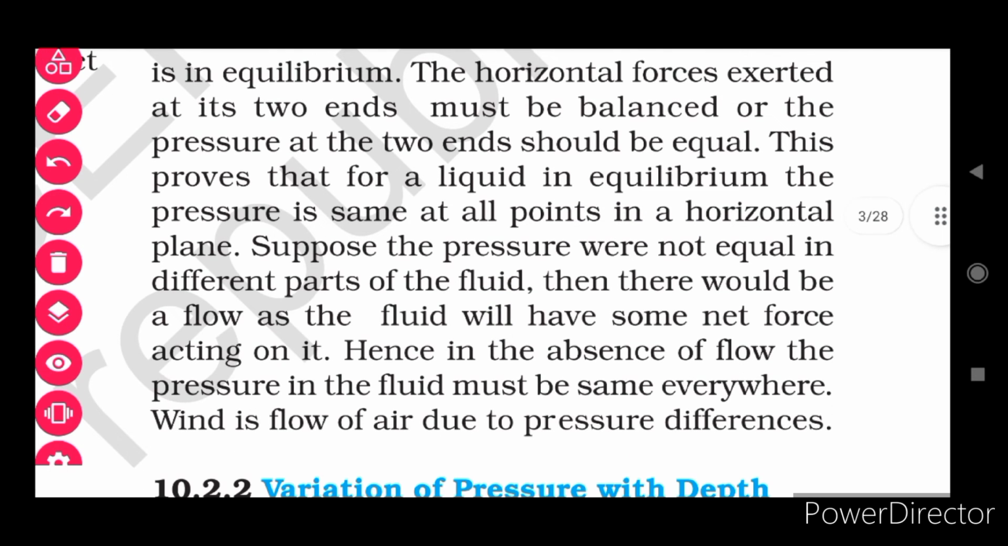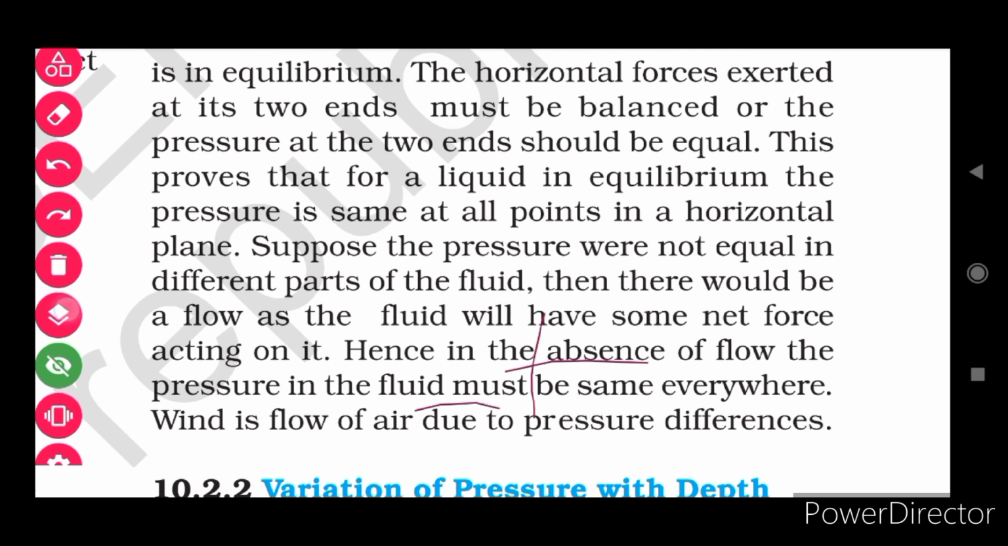Suppose the pressure were not equal in different parts of the fluid, then there would be a flow, as the liquid would have some net force acting on it. So if there was any pressure difference, say the pressure is more here and less here, what would have happened? Then the liquid would have flowed. It will not be at rest. So this is how it proves that pressure at the same level in a liquid is equal. Hence, in the absence of flow, the pressure in the fluid must be the same everywhere.